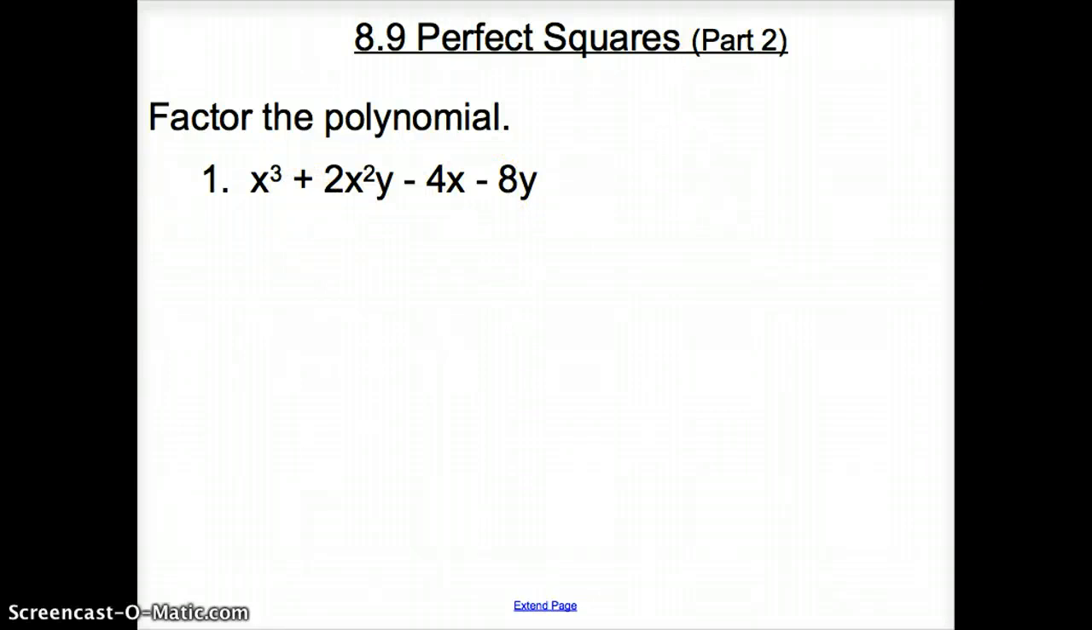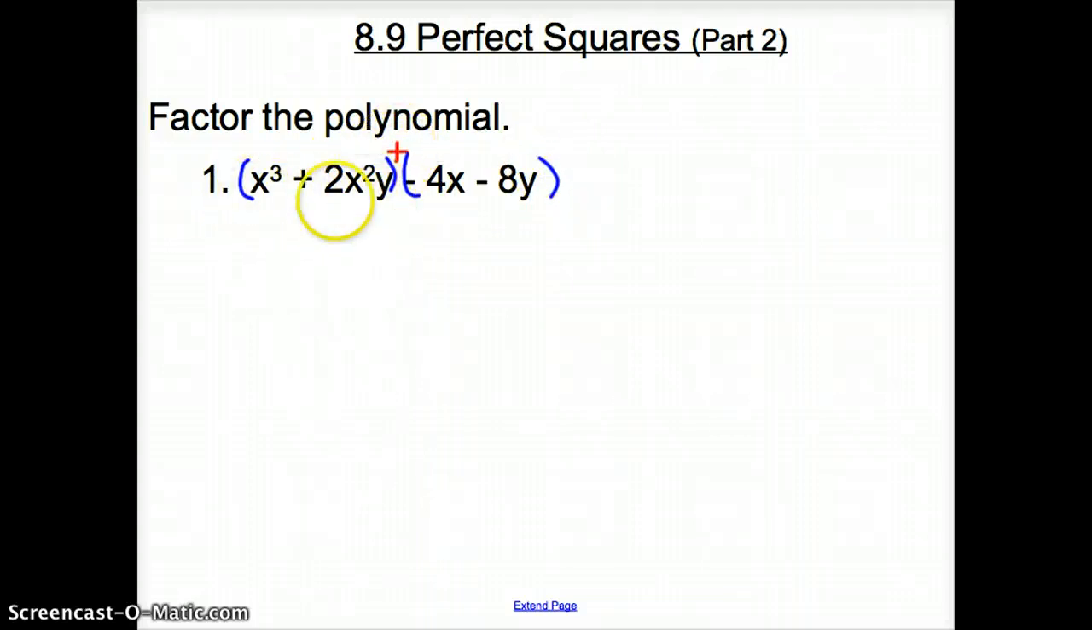So let's try it. We're asked to factor the polynomial for number 1. Now with 4 terms, we want to group like terms together. Well, we have an x squared here, so I'm going to group it like here, and I'm going to make this negative go with the 4x. So I'm going to group it like that, throwing a plus sign in the middle.